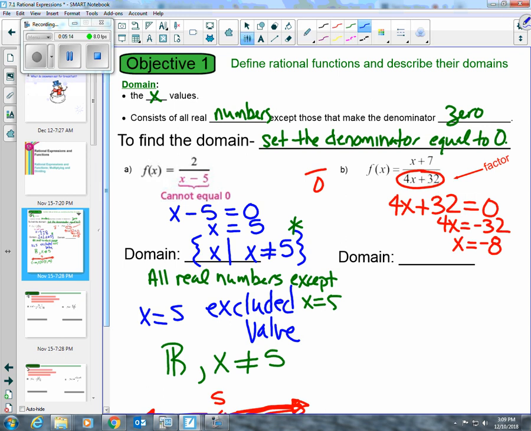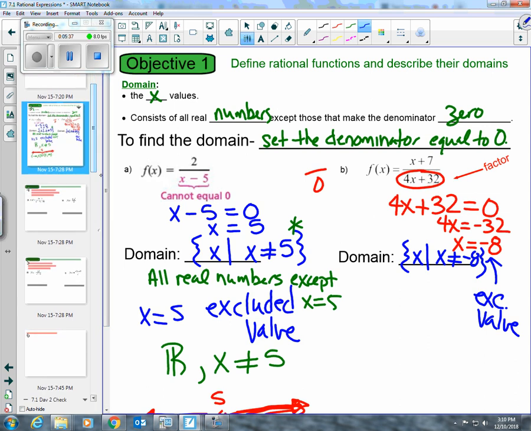So the domain then, if this is our excluded value, what we can't use, if that's the one we exclude, what can we use? Well, everything else. So we can use all real numbers where x can't be equal to negative 8. So when we talk about our set notation, we're talking about what we can use. So we can use basically anything except for that negative 8. So we're looking for what makes those denominators 0.